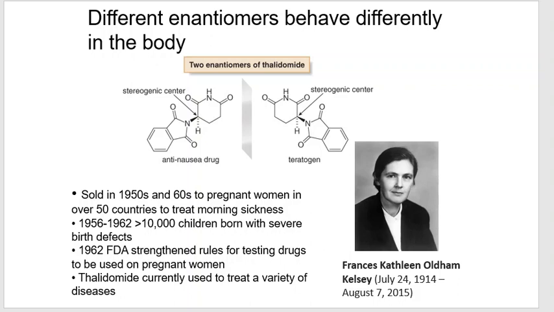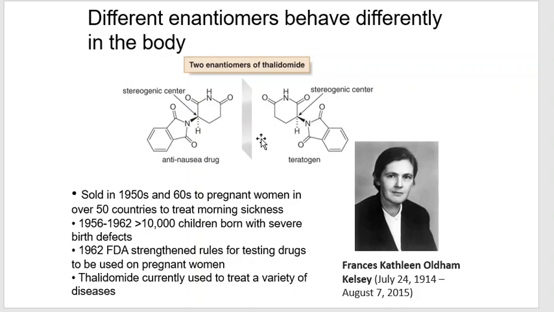She thought that there wasn't enough evidence that it was safe, and it turned out that although one enantiomer is an anti-nausea drug, the other one is a teratogen. It causes severe birth defects, and there are many children born between 1956 and 1962 with severe birth defects from the enantiomer of the active drug, the drug that does what we want it to do.